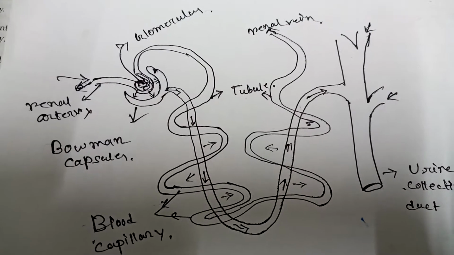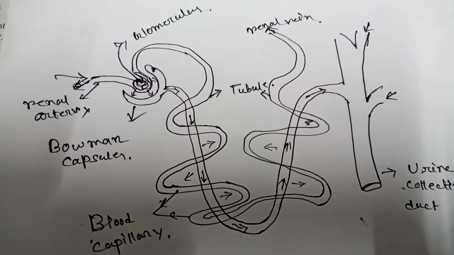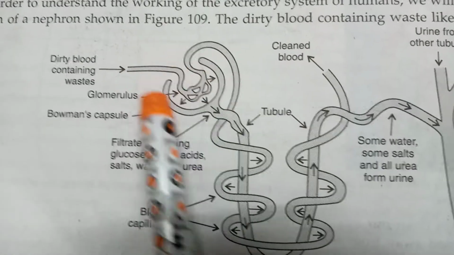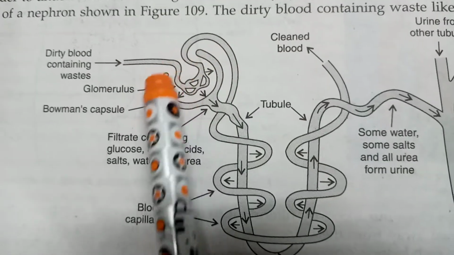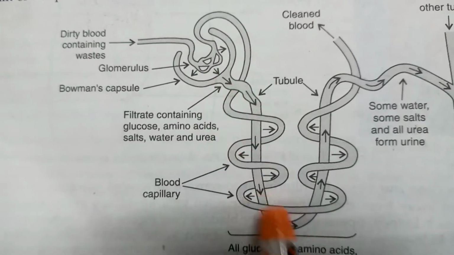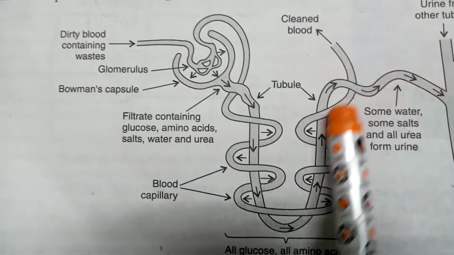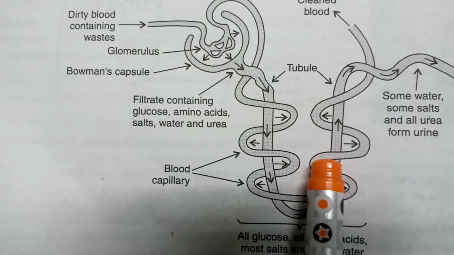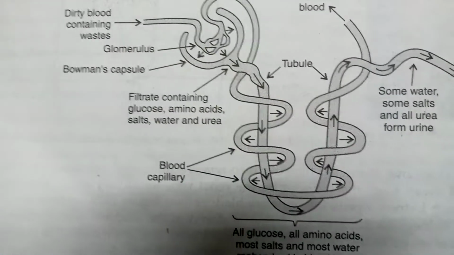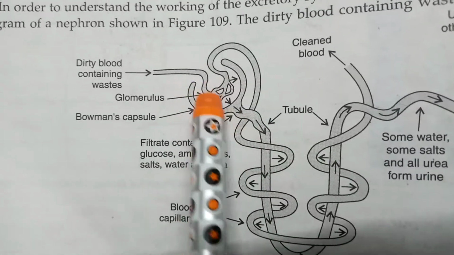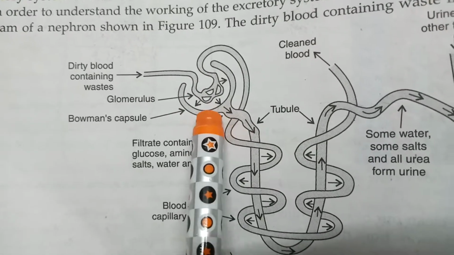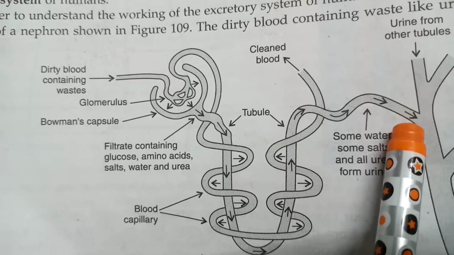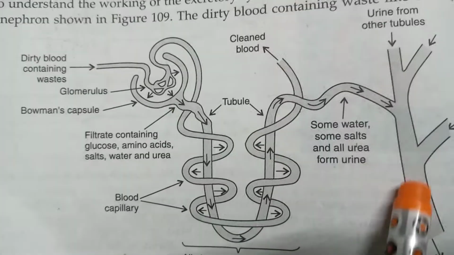The Bowman's capsule and the tubule taken together make a nephron. This is the capsule part, the Bowman's capsule, and the total tubule part is the tubule. So the Bowman's capsule and tubule added together make a nephron. One end of the tubule is connected to the Bowman's capsule and the other end of the tubule is connected to the urine collecting duct.